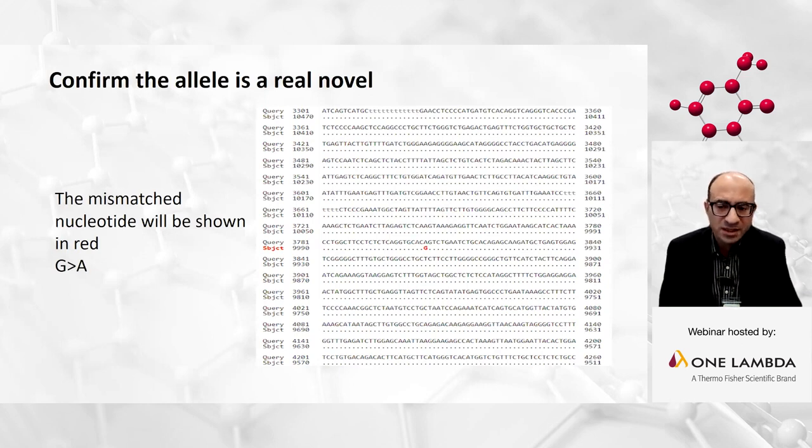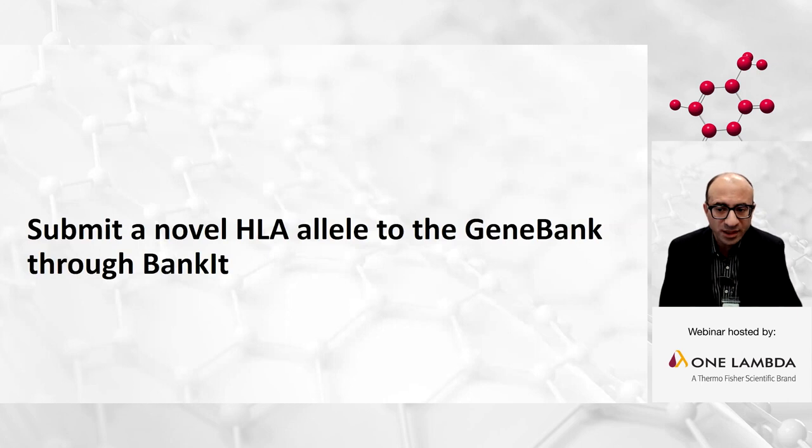So the next step is to double check that this is the same mutation that the TSV software has confirmed for you. If this allele had been submitted before, you would not find any mismatch when you perform the BLAST. So now we have confirmed that our novel allele is actually a novel allele. No one has submitted this allele before. Now let's go into GenBank through BankIt and see how we can submit it to get a new accession number.